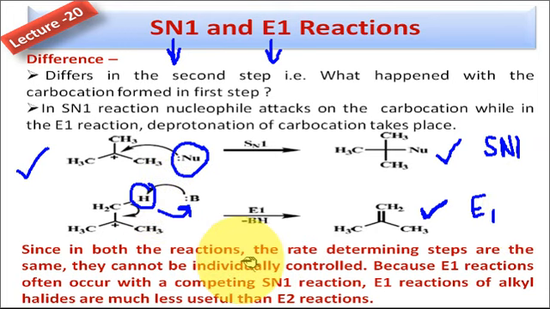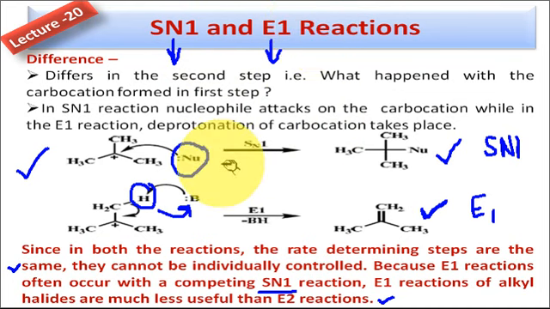Since in both reactions the rate determining step is the same, that is the formation of the carbocation, they cannot be individually controlled, because the first step is the same in both reactions. And because E1 reactions often occur with the competing SN1 reaction, the E1 reactions of alkyl halides are much less useful than the E2 reaction, because all the conditions are the same for the SN1 and E1 reactions.